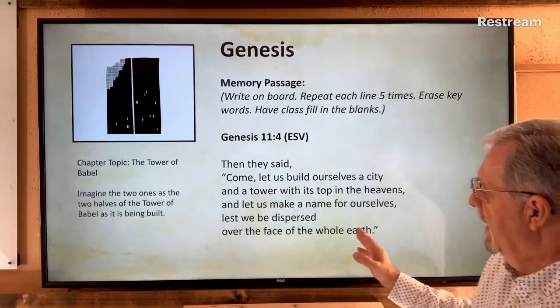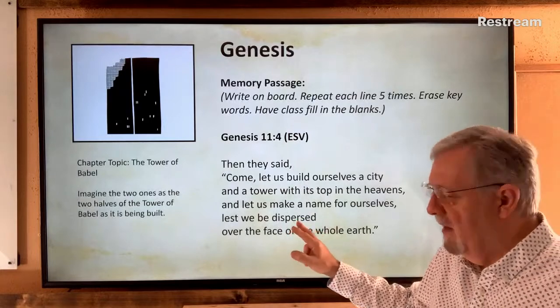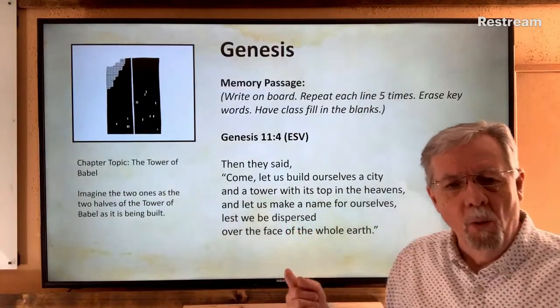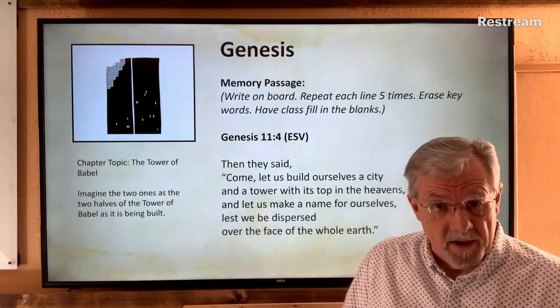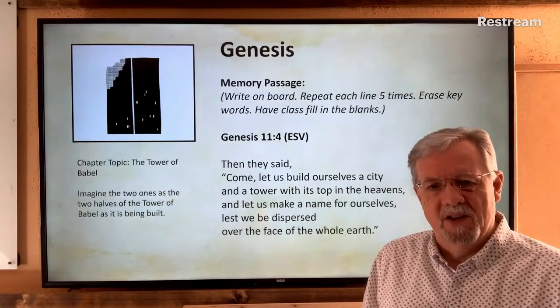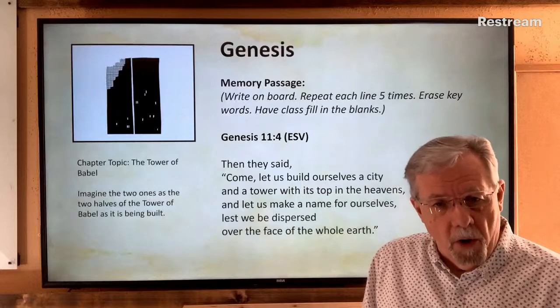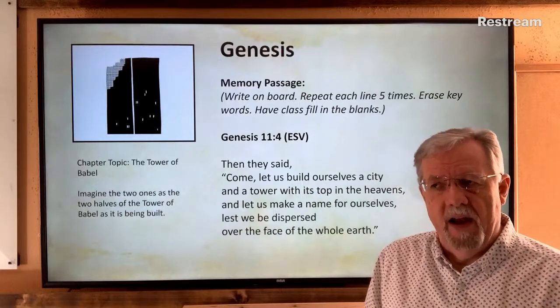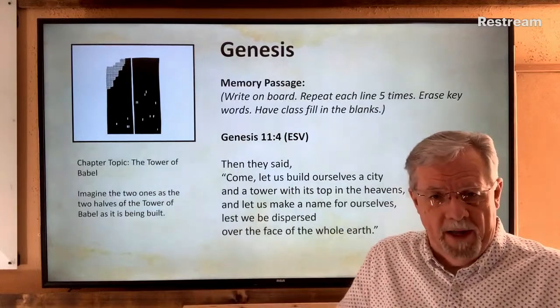Now, we'll see this in the text in a moment, but I want you to notice this idea of "lest we be dispersed." What was it we saw in the last chapter? Noah and his folks are dispersing, right? When Noah gets off the big boat and God makes a covenant with him and his sons, be fruitful, multiply, replenish the earth. In that, I think, is the implication: I want you to spread out. I want you to go across the entire planet.